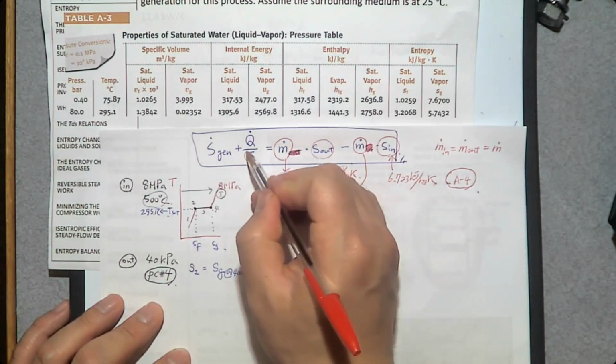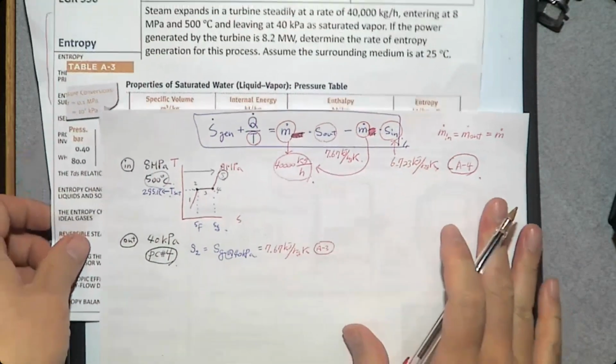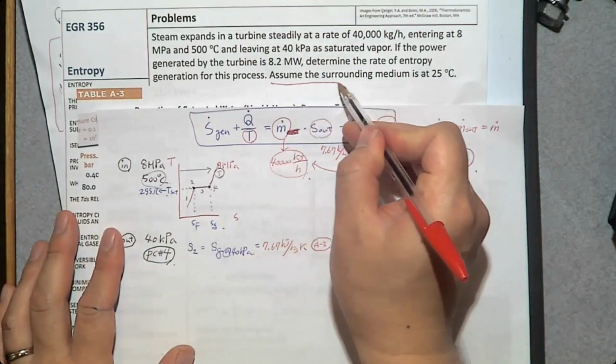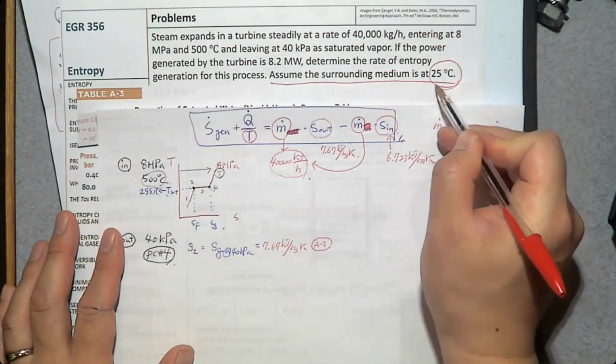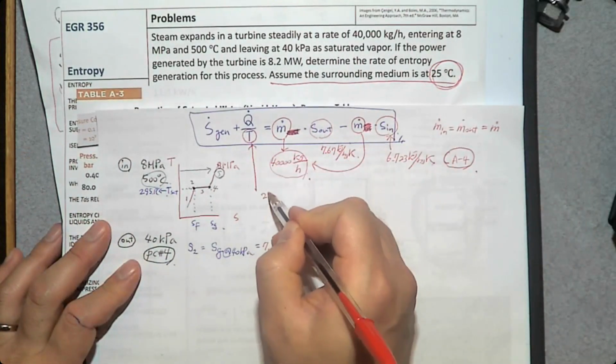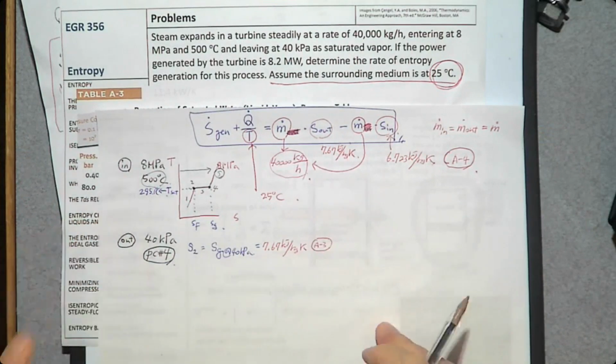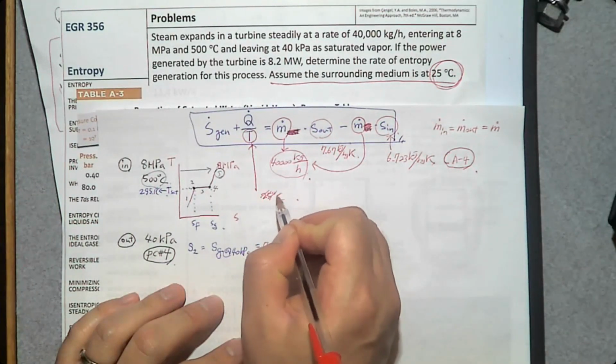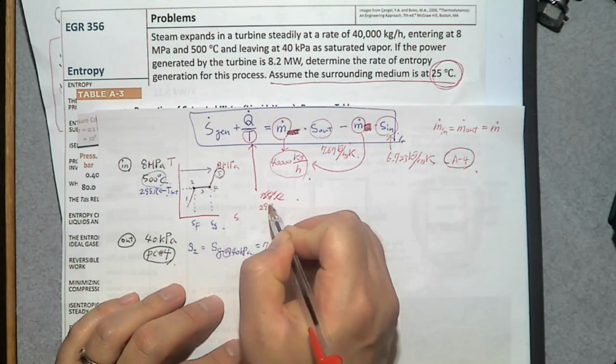What about the temperature? Assume the surrounding medium at 25 degrees Celsius. So this temperature T is going to be 25 degrees Celsius. Am I right? No, you have to use Kelvin. So it's not 25, it's going to be 298 Kelvin.